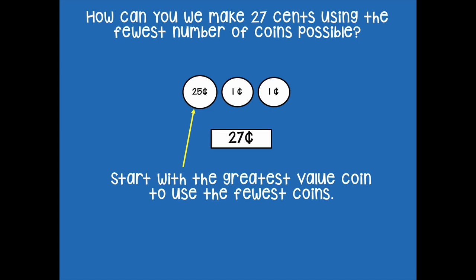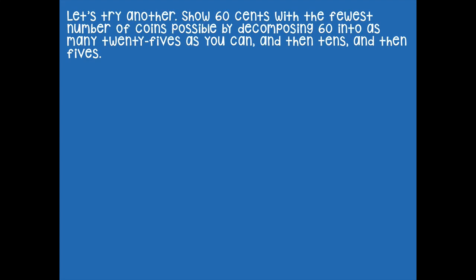Okay. So make sure that when you want to make numbers using the fewest number of coins possible, that you start with the greatest value coin, and that will help you to be able to use the fewest coins possible. Like if I started with pennies, I'd have to count a lot of pennies to get there. So if I start with a coin that has a larger value, it's going to help me use fewer coins.